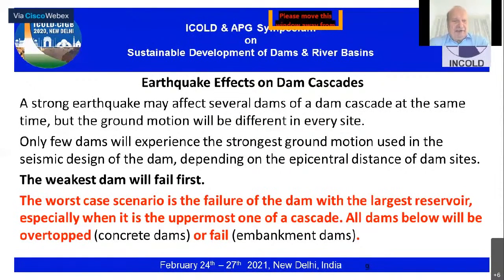Now, the worst case scenario in a dam cascade is basically the failure of a dam with the largest reservoir, especially when it is the uppermost one of a cascade. All dams below will be overtopped in the case of concrete dams or fail in the case of embankment dams.